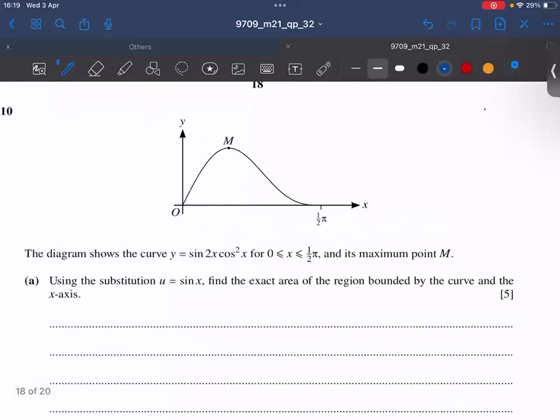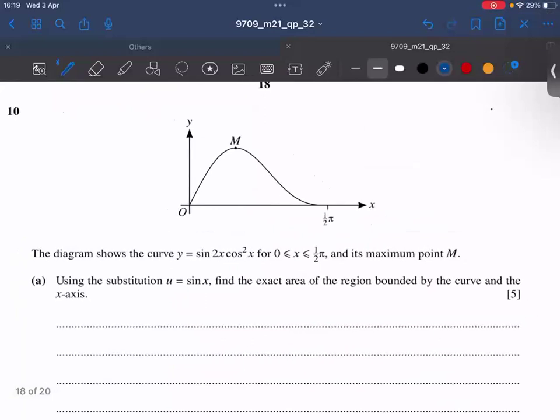Question 10, Part A. Use the substitution u equals sine of x. So let me write down the substitution over here. u equals sine of x. y equals sine 2x cos square of x.